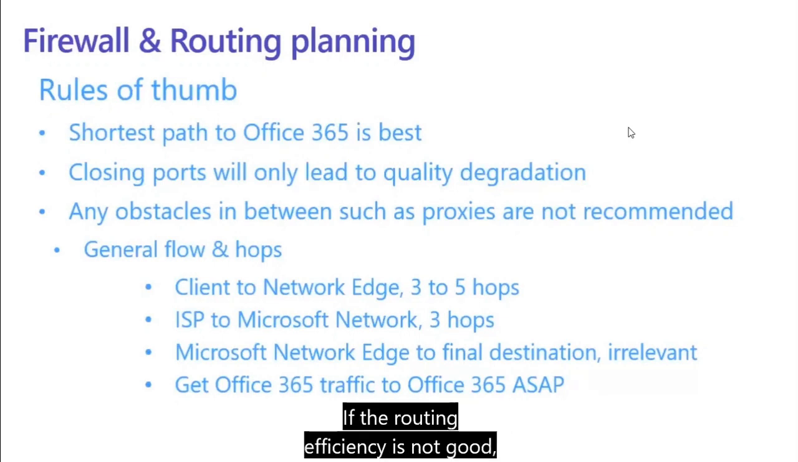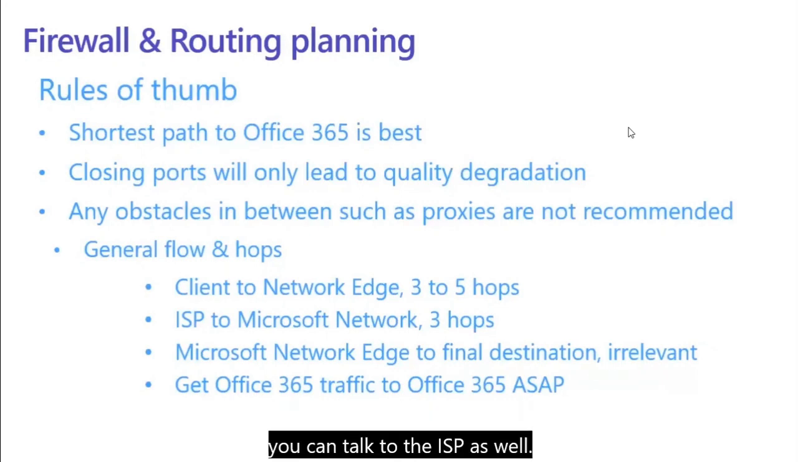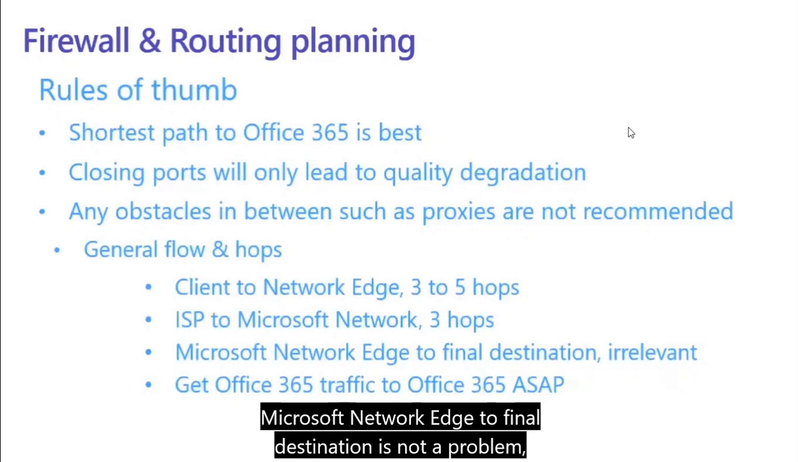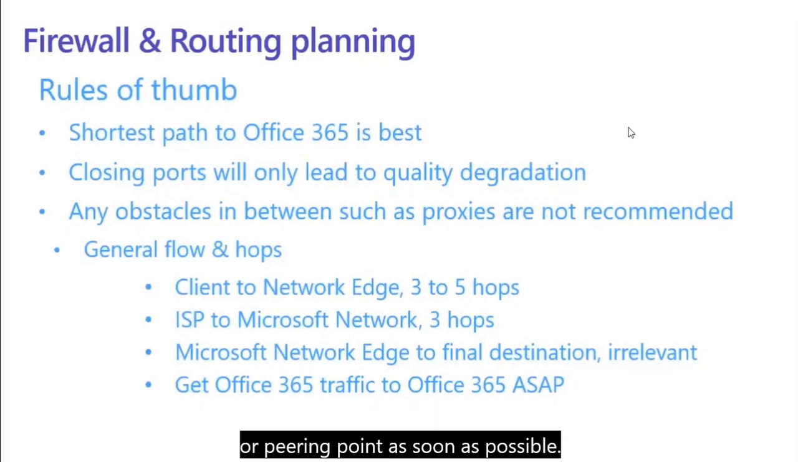If the routing efficiency is not good, then it is something that you can also talk to Microsoft about. You can talk to the ISP as well. Microsoft Network Edge to final destination is not a problem. It is not a concern from your side now. But from your network perspective, from the client, you need to reach the Office 365 endpoints or peering point as soon as possible.